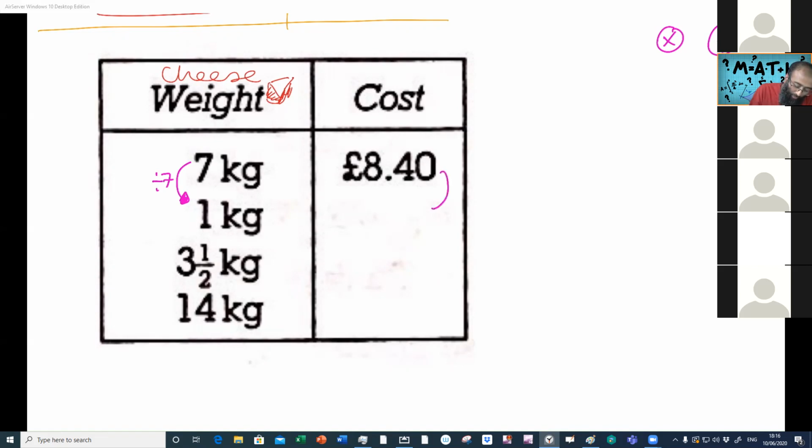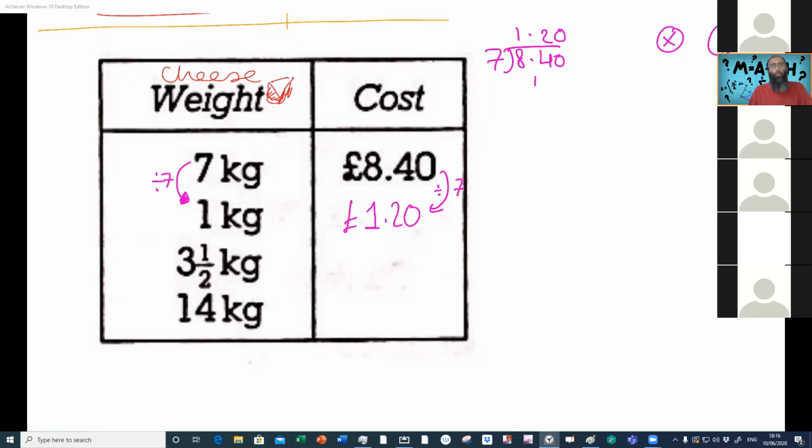And then you have to do what? £8.40 divided by 7 as well. So what's £8.40 divided by 7? So £8.40 divided by 7 is? £1.20.